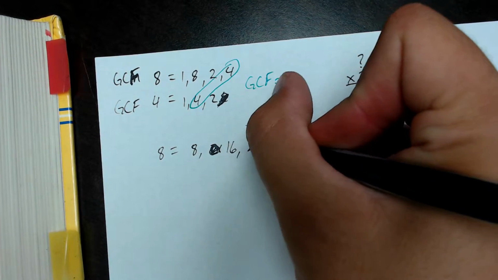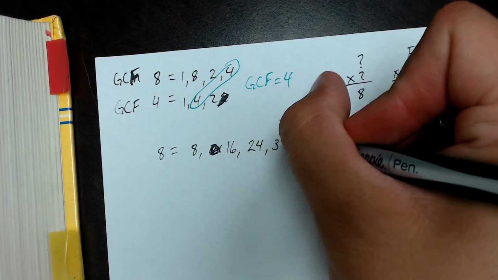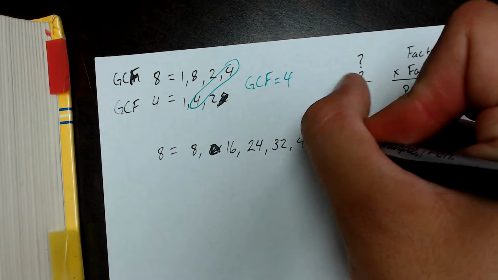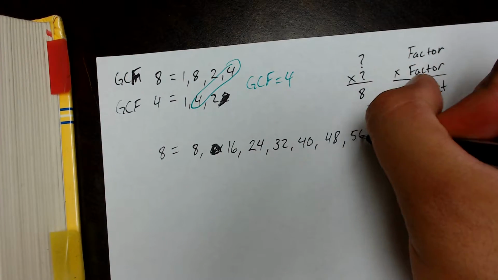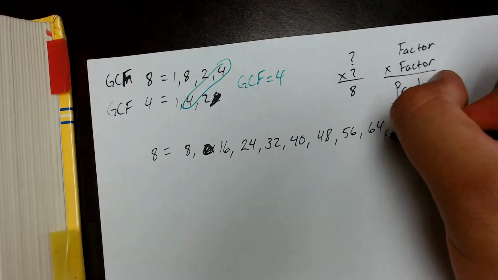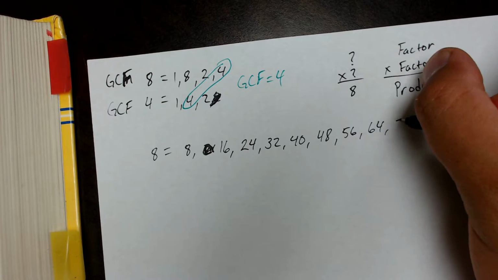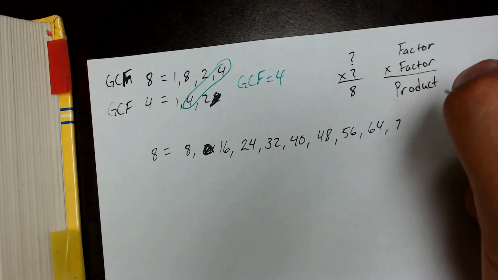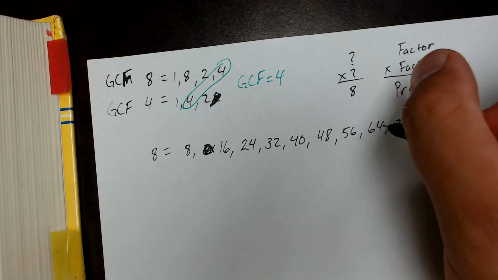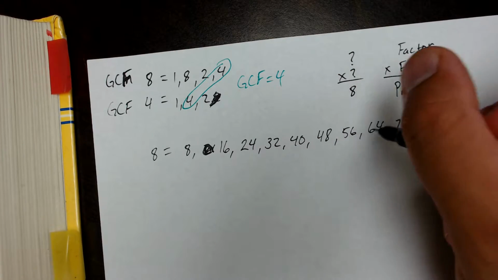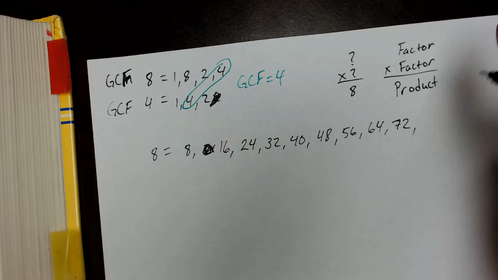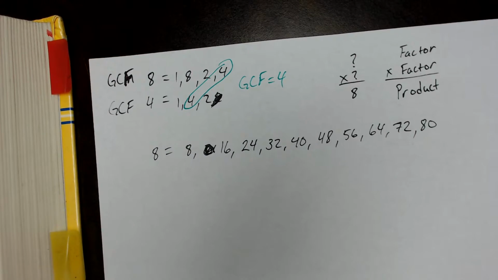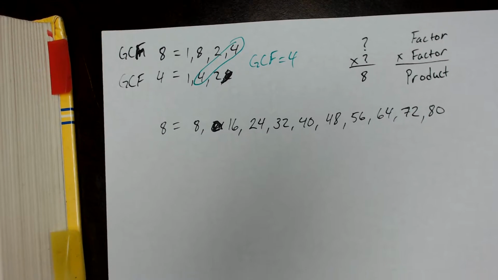3 times 8 is equal to 24. 4 times 8 is equal to 32. 5 times 8 is equal to 40. 6 times 8 is equal to 48. 7 times 8 is equal to 56. 8 times 8 is equal to 64. 9 times 8 is equal to 72. And then 10 times 8 is equal to 80. And I'll go ahead and stop at 10 for the sake of brevity.